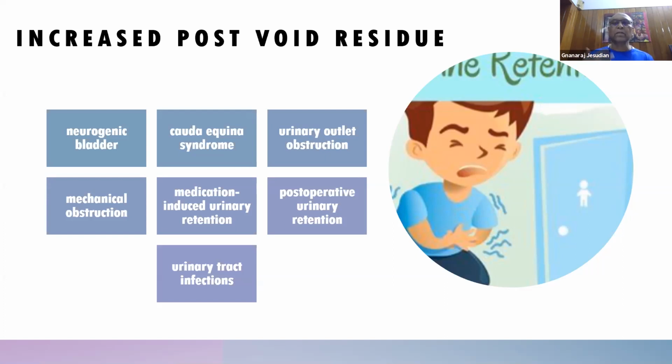And again, it causes infection because normally the bladder has some bacteria which double every 20 minutes. So each time there is a post-void residue, the number of bacteria keeps increasing, and when it doubles, it can reach a level which can cause serious infection.